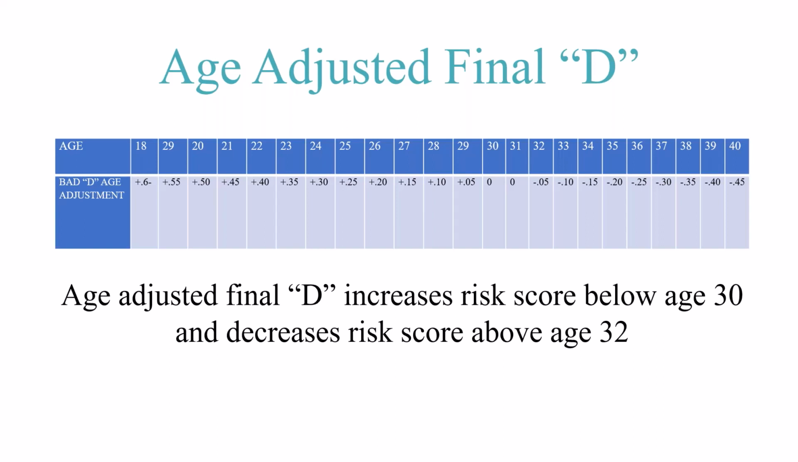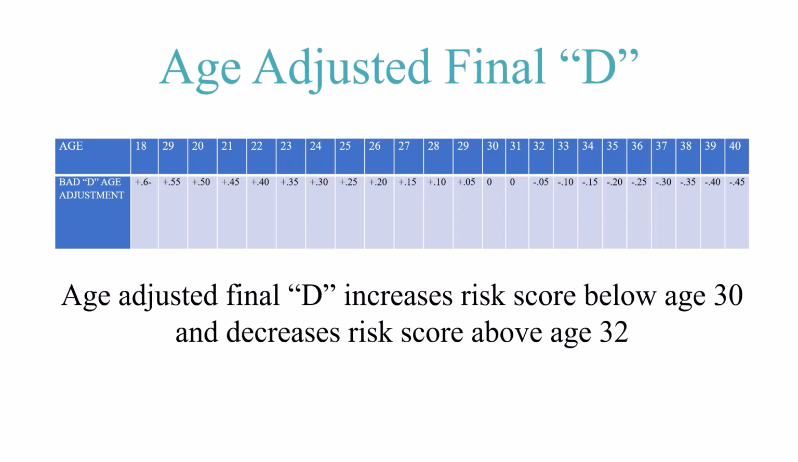I actually have what I call an age-adjusted final D, and you'll see that at age 30 and 31, it's basically the actual reading. As you get younger, you add to the final D, and as you get older, you can subtract from the final D. So I have what I call an age-adjusted final D; it's not on the machine.